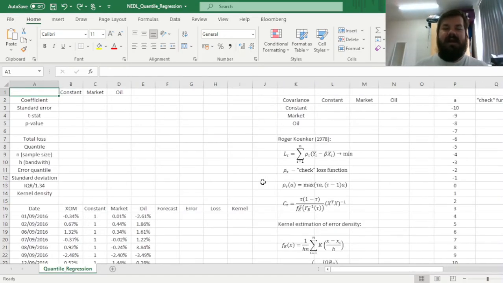My name is Sava, and today we embark on an ambitious task: to estimate a quantile regression in Excel. Quantile regression is a handy and flexible data analysis tool that was proposed by Roger Koenker in the 1970s. It has been extensively developed ever since.